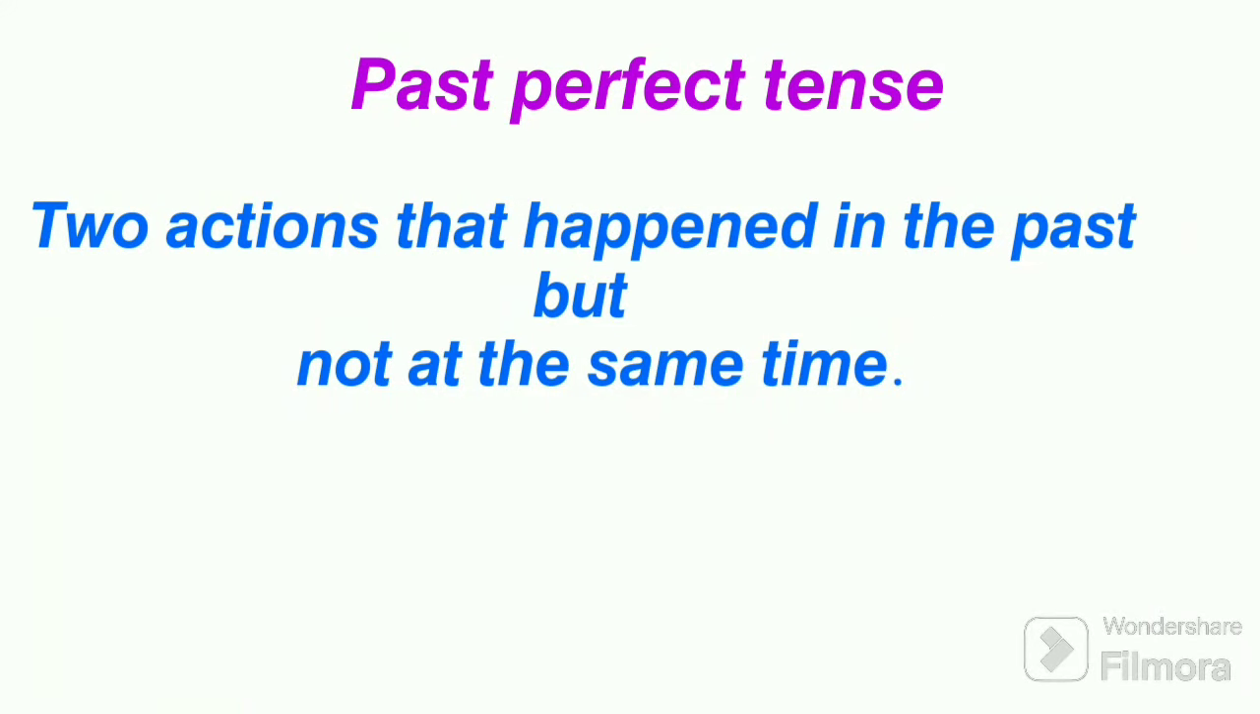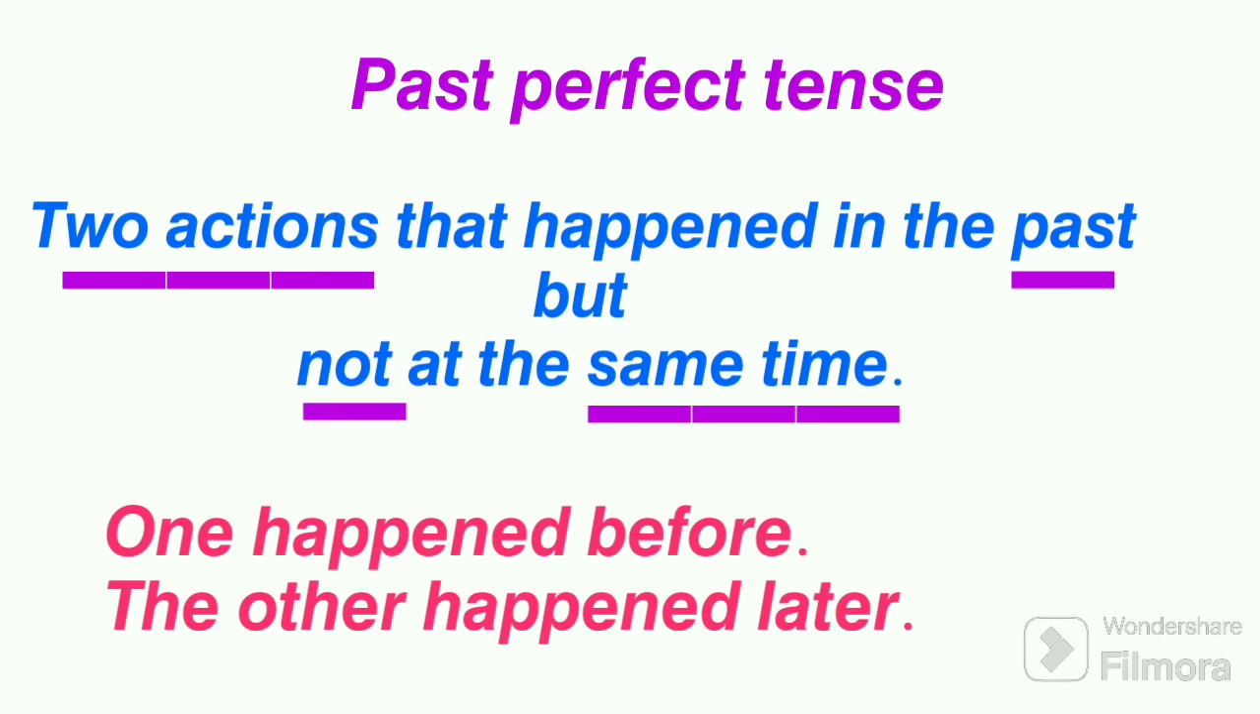Welcome to the class of past perfect tense. Before learning this tense, let us talk about two actions that happened in the past time, but not at the same time. One happened before and then the other happened. We use the past perfect tense to talk about this action which happened before another action happened in the past time.